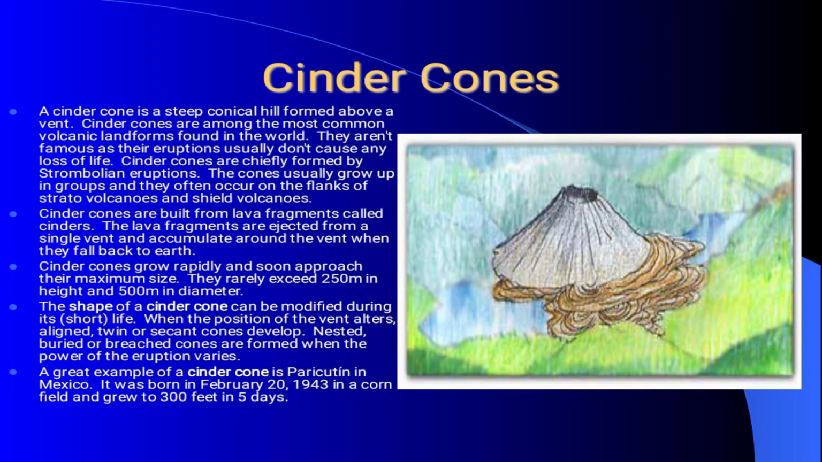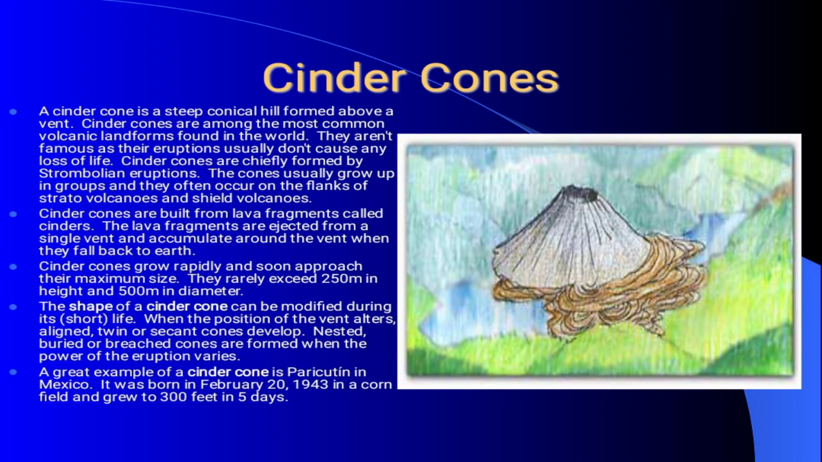A cinder cone is a steep conical hill formed above a vent. Cinder cones are among the most common volcanic landforms found in the world. They aren't famous as their eruptions usually don't cause any loss of life. Cinder cones are chiefly formed by Strombolian eruptions. The cones usually grow up in groups, and they often occur on the flanks of stratovolcanoes and shield volcanoes.